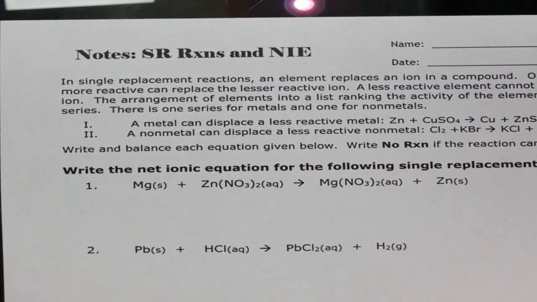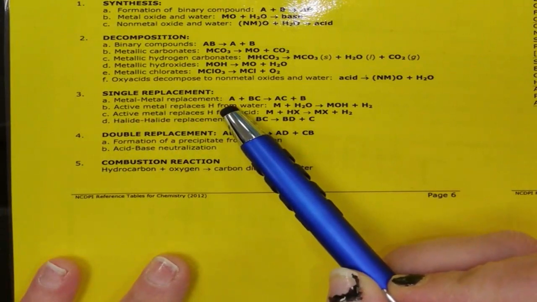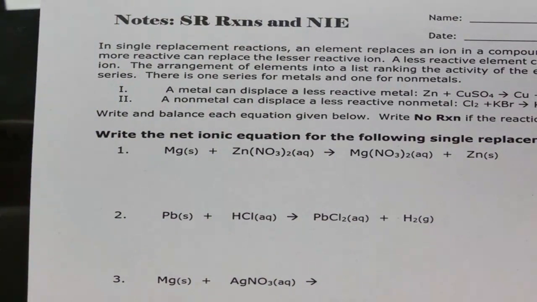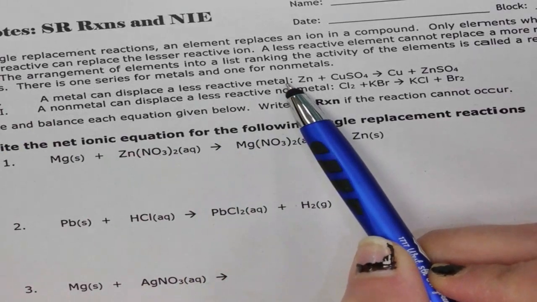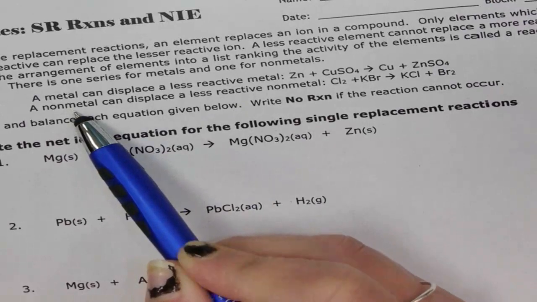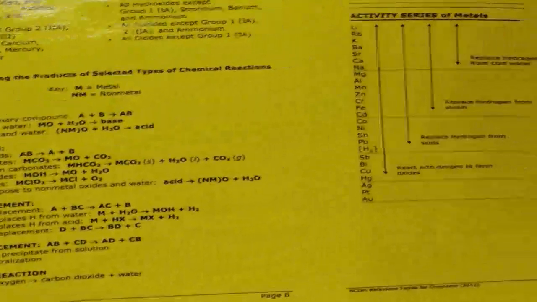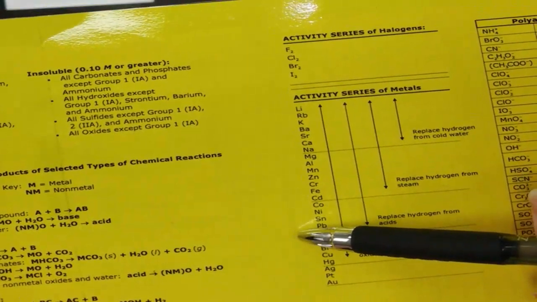Okay, so today's lesson is going to be on single replacement reactions, and we are going to be on our single replacement section of our reference tables. We have two main types of single replacement reactions. We can have a metal that replaces another metal, or we can have a non-metal that replaces a non-metal. Now, when we're looking at our reference tables, in order to determine if the reaction is going to happen, we're going to use our activity series.